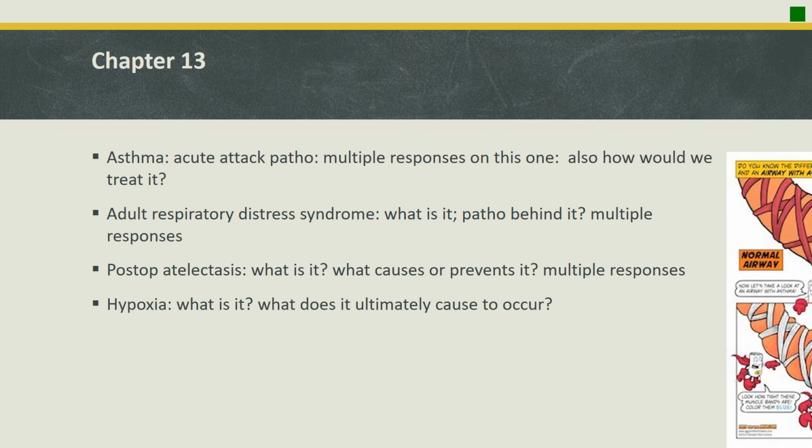What's the patho behind an acute attack? There's multiple responses on this one. How would we treat it? So you kind of need to know the patho of what causes the airway obstruction in asthma.